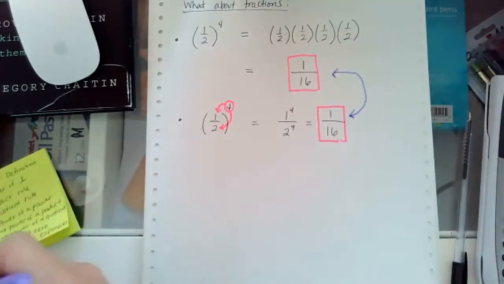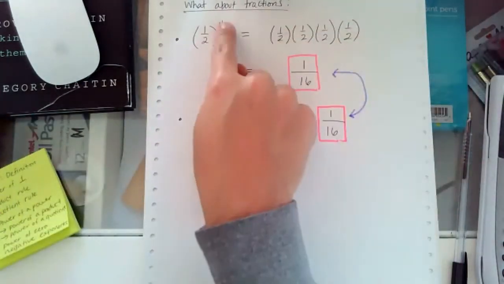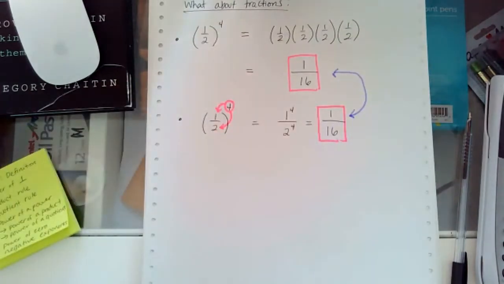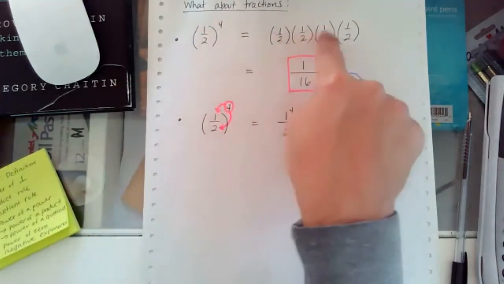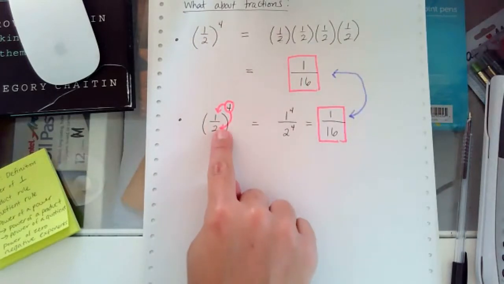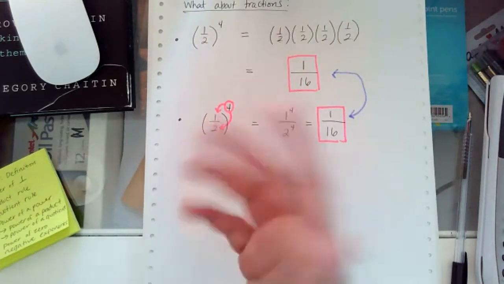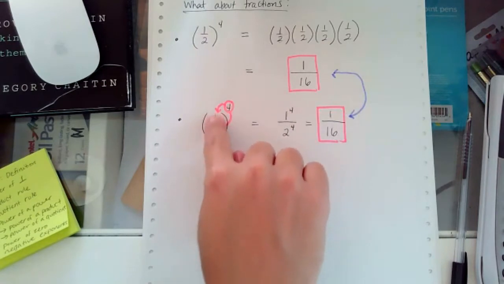I think that if this exponent gets larger, it becomes more time intensive to write out all the copies. So this is generally the way I think about applying that rule when we raise a fraction to a power.